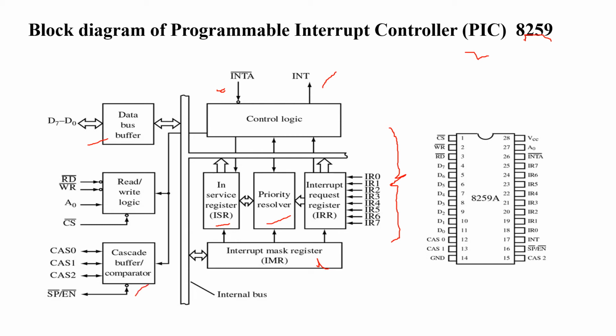Then the remaining component of this block diagram is the cascade buffer comparator. For the master 8259, these CAS0, CAS1, CAS2 lines are outgoing ones, which provide the ID of the slave which is to be enabled. For a slave, these CAS0, CAS1, CAS2 lines are incoming ones. SP bar, EN bar is the activation pin for the cascade buffer comparator. When it is 0, it indicates that the 8259 is a slave, and when it is 1, it indicates that the 8259 is working in non-buffered mode.